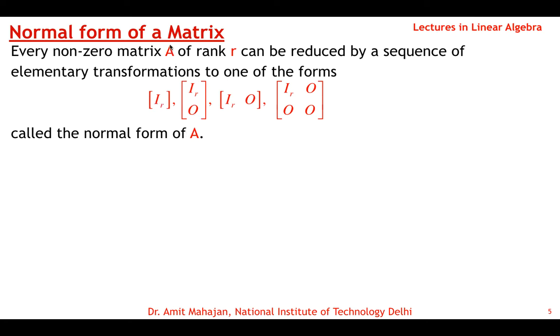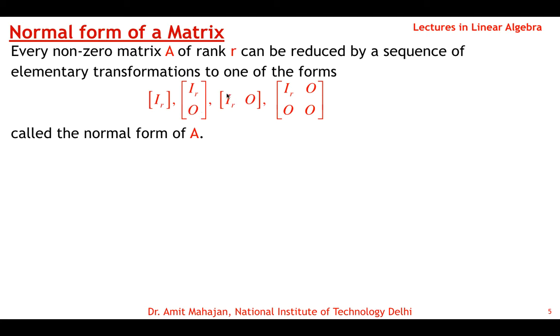Okay, so if you are given any matrix A whose rank is R, then if you apply a sequence of elementary transformations, and in this case you can apply row transformations as well as column transformations, or a combination of row and column transformations, the matrix A will reduce to one of these forms. The first form is that it will be reduced to an identity matrix of rank R, and below this there is a matrix of zeros.